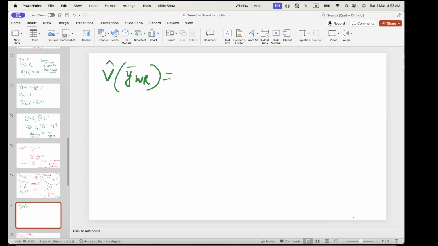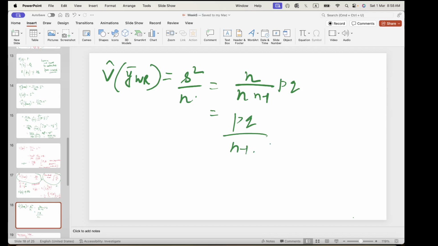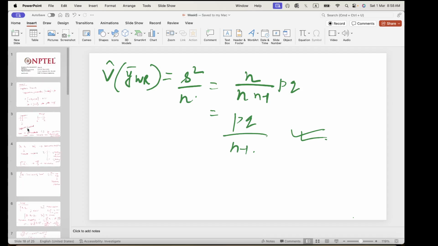So variance hat y bar WR would be actually s square by n. Okay, we have seen this previously, and s square is n by (n into n minus 1) P Q. So this actually turns out to be P Q by (n minus 1). Okay.